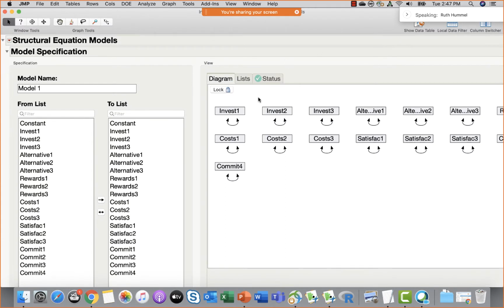And I am showing you this in version 15.2 of JMP Pro. The structural equation models are not available in standard JMP. They are only in JMP Pro, and they first came in JMP 15. So if you have JMP Pro 15.0, the first release of JMP 15, you'll have something that looks very similar to this, but some of what I show you won't be available.